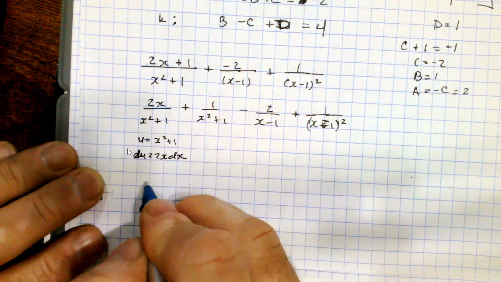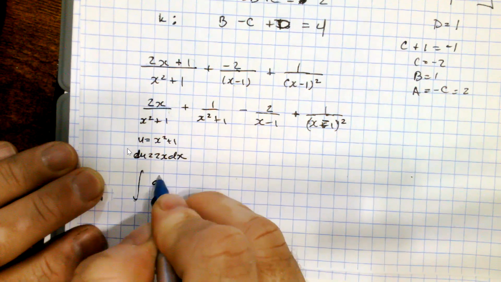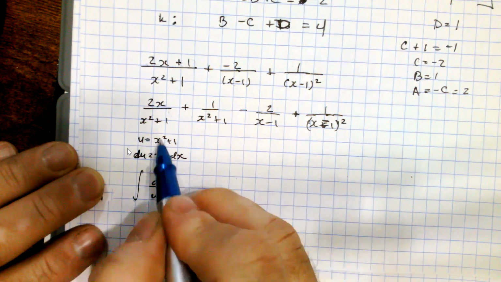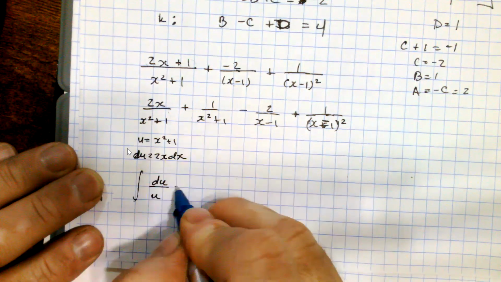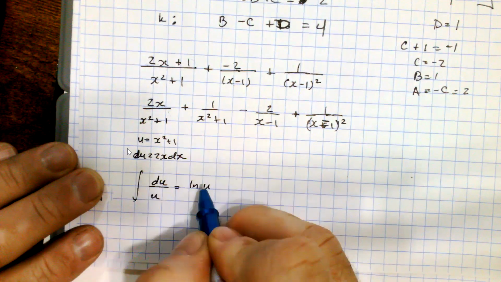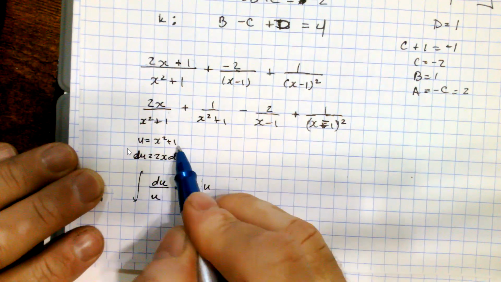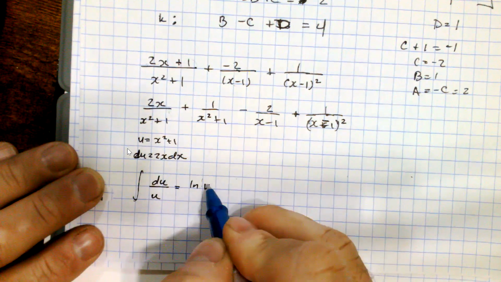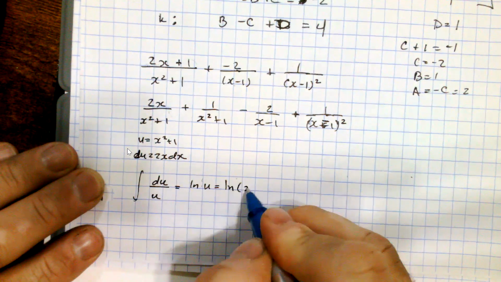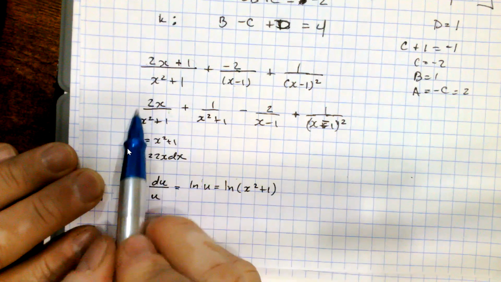Okay. So this integral is going to be du over u. And this is going to equal the natural log of u. I'm foregoing the absolute values because the u is x squared plus 1, which is always positive. Okay. And then, substituting that back in, you get that this is the natural log of x squared plus 1. Okay. So that's the result of this integral.